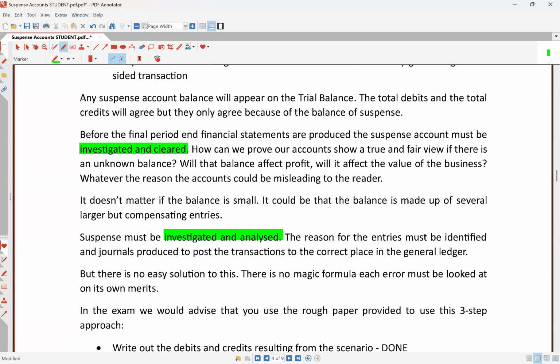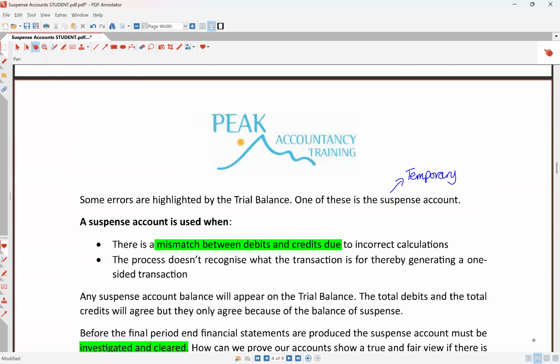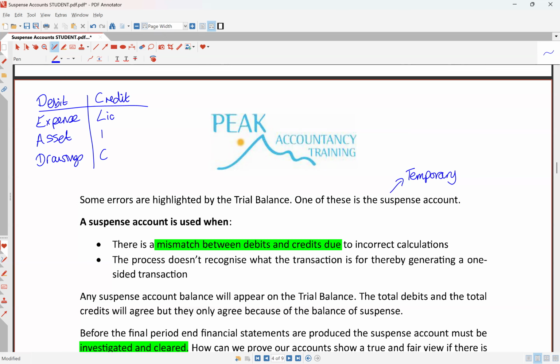I know that we all love our DEAD CLIC, don't we? We love our mnemonics to help us. We have DEAD CLIC. So debit: expense, asset, drawings. Credit: our liabilities, income, and capital.